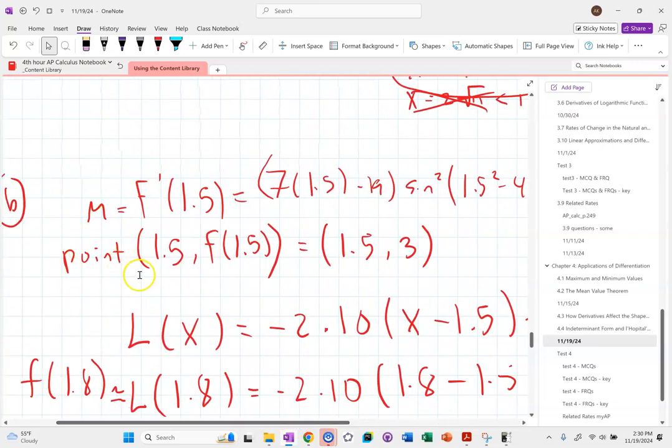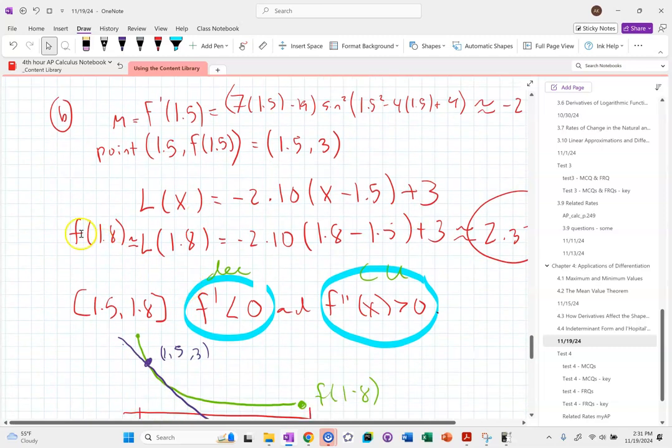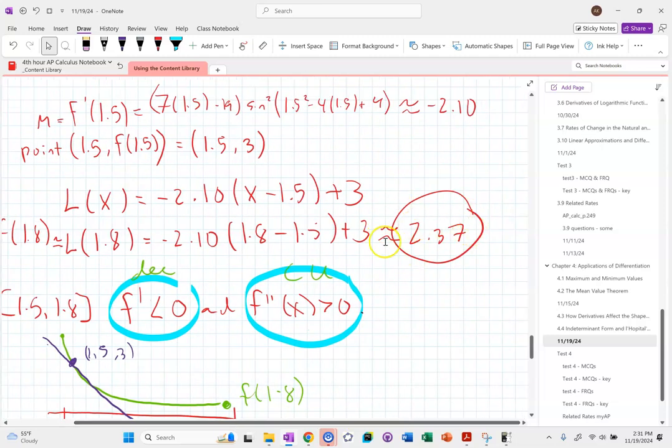And I know the point is going to be 1.5 comma f of 1.5. In the directions, they told me f of 1.5 is 3. So I have the point 1.5 comma 3. So I just wrote my tangent line, or my linear approximation, as m times x minus x1 plus y1. And then I plugged 1.8 into it, and I got 237 on my calculator.